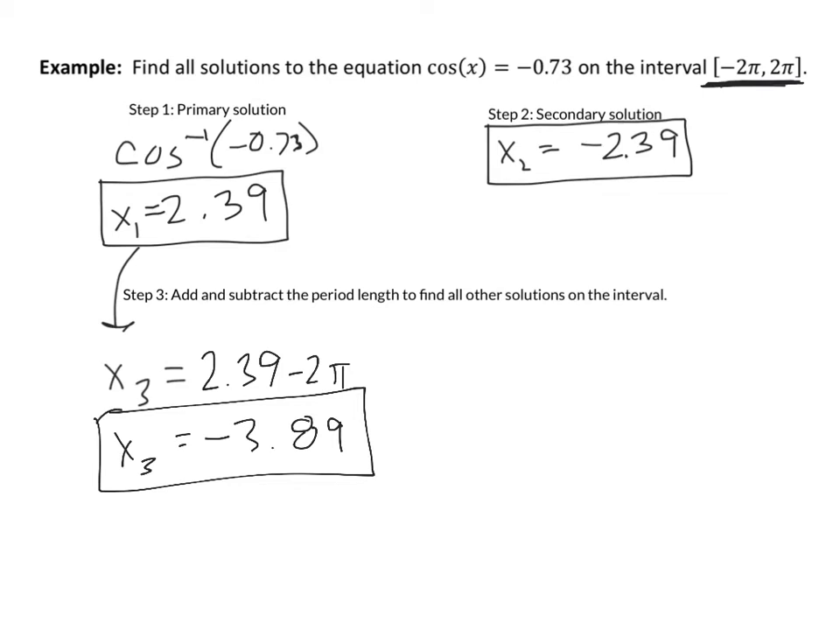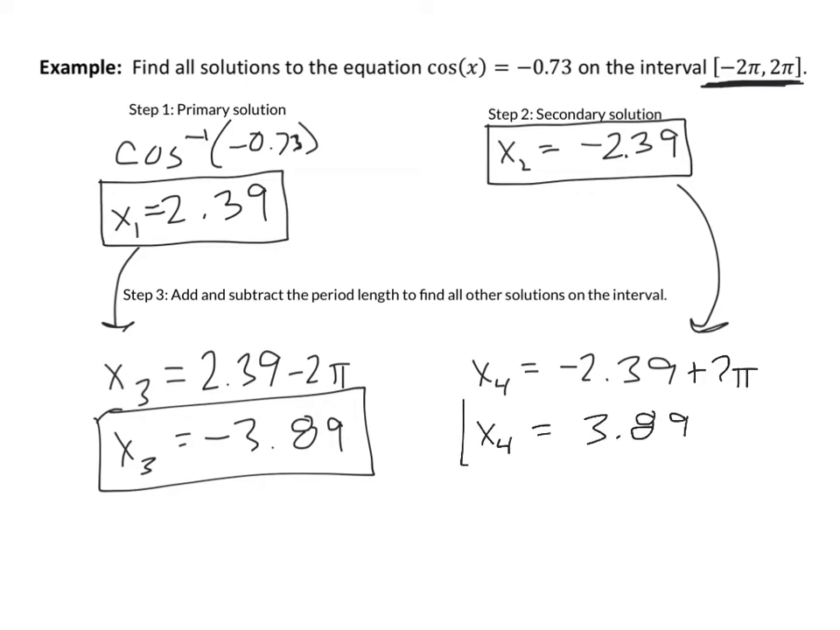Okay. I'll then find my other solution for this one, x4, by doing negative 2.39. And similar to the reasoning we used before, I don't want to subtract 2 pi from this, because if this number is already negative, subtracting 2 pi is definitely going to put me smaller than negative 2 pi. So my only hope here is to add 2 pi onto this. And when I add 2 pi onto that, I wind up getting positive 3.89. And there they are. I found my 4 solutions.